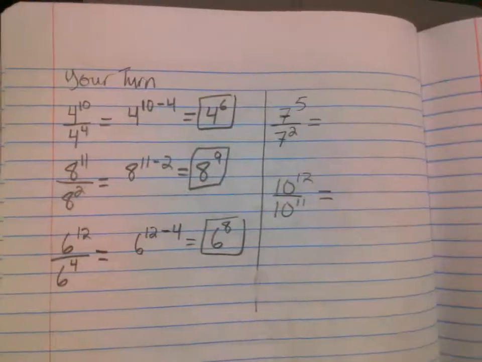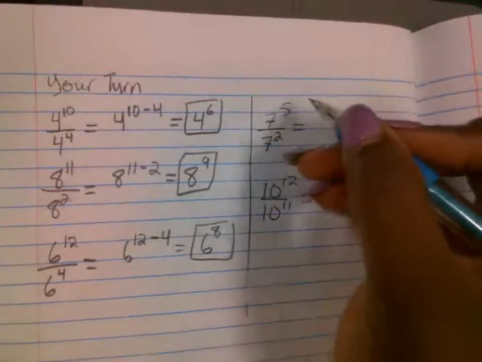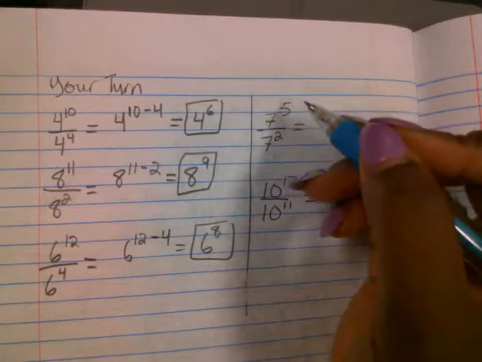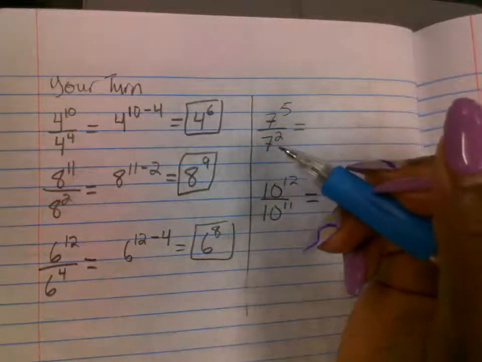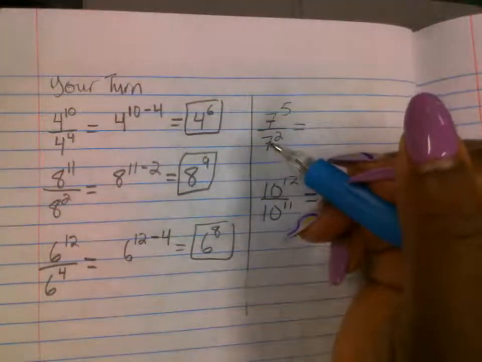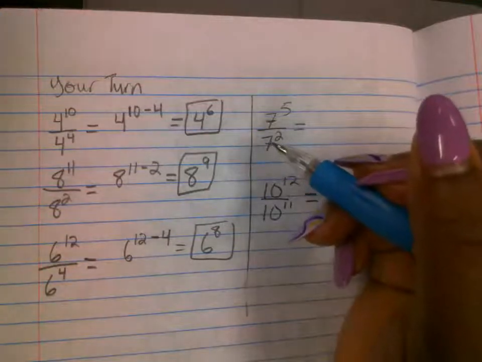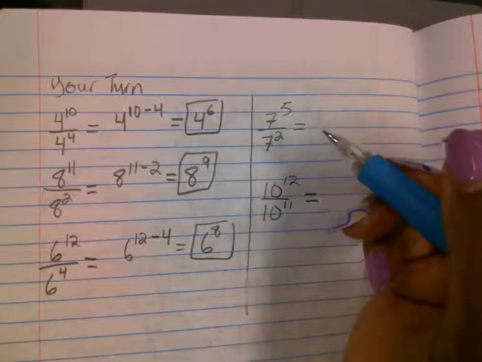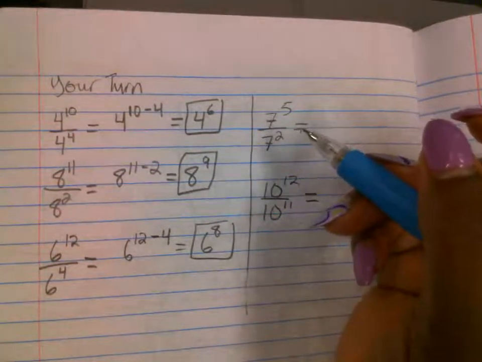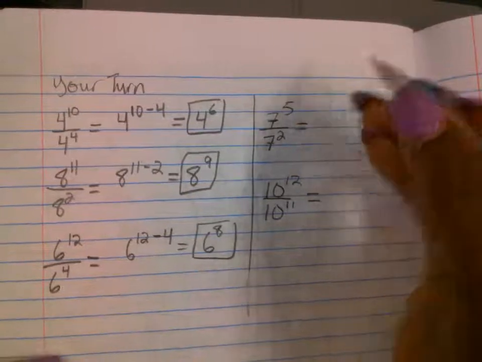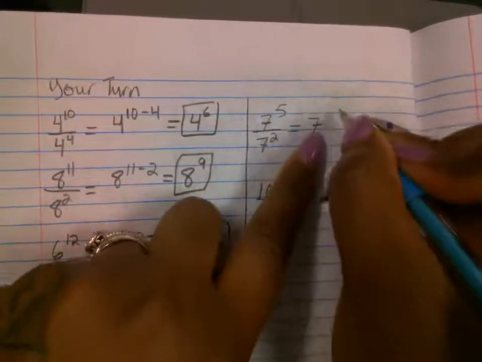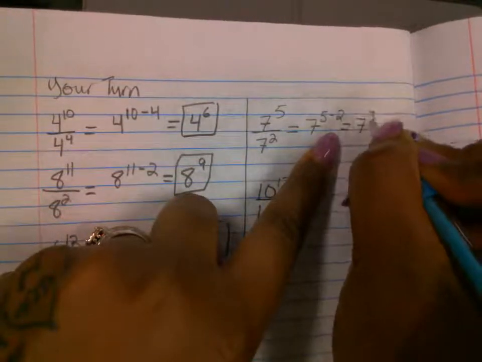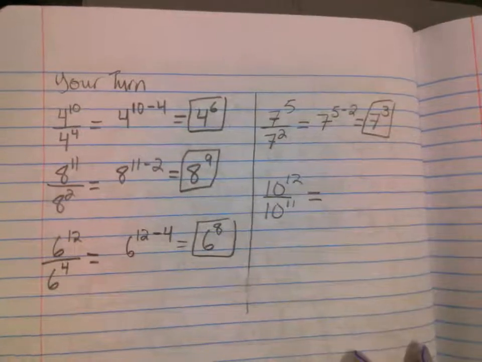Okay, so this one right here is the same as saying 7 is being multiplied 5 times. That's not 7 times 5. It's 7 times 7 times 7 times 7 times 7, divided by 7 to the 2nd power. Not 7 times 2, but 7 times 7. Okay? So here, you're going to subtract the exponents. You got 5 minus what? Which gives you 7 to the 3rd power. Very good. Raise your hand if you got that right.